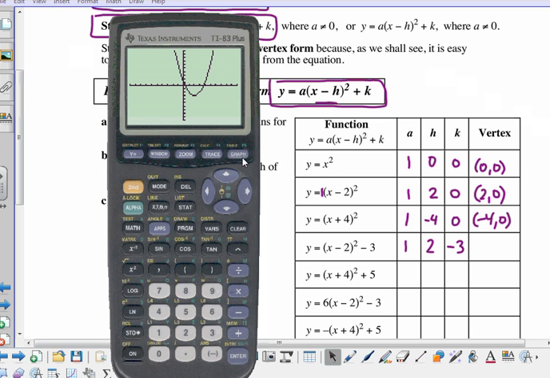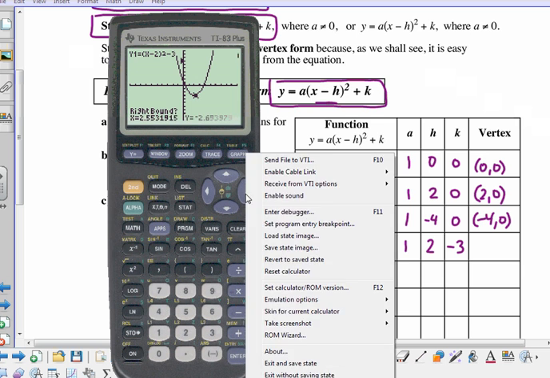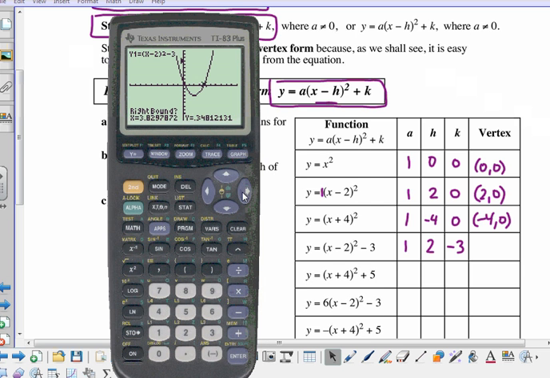Okay, so minimum, second trace. So we need number 3. You should be in your calculator. You need to be doing this too. So left bound, enter, go to the right. Enter, then make a guess.